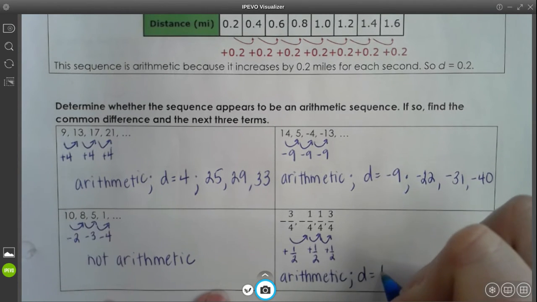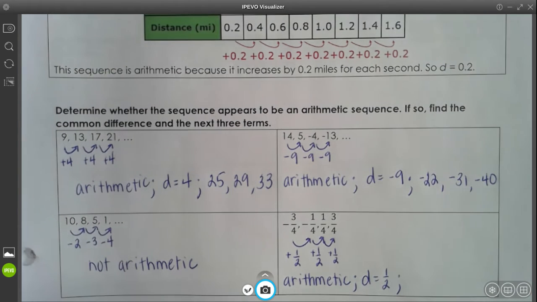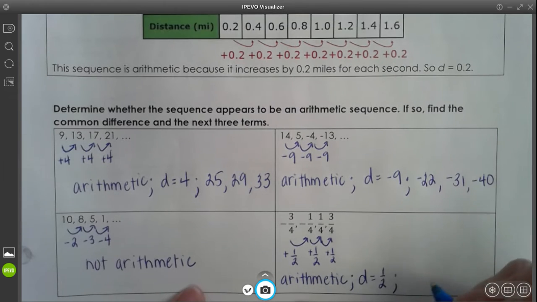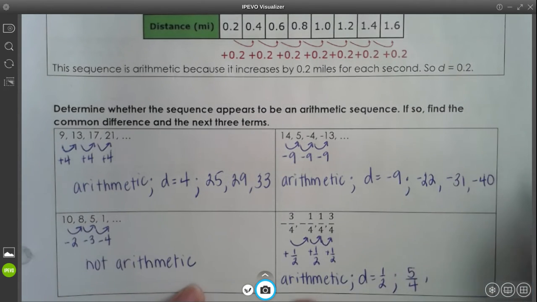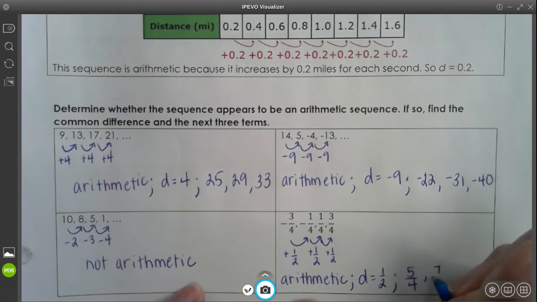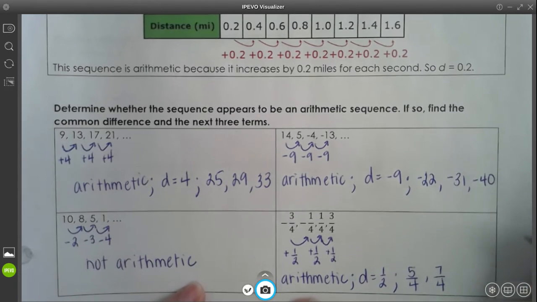And now I need to come up with the next three terms. So you can use Desmos to do this, but 3/4 plus 1/2 is 5/4. And then 5/4 plus 1/2 is 7/4. And then 7/4 plus 1/2 is going to be 9/4.